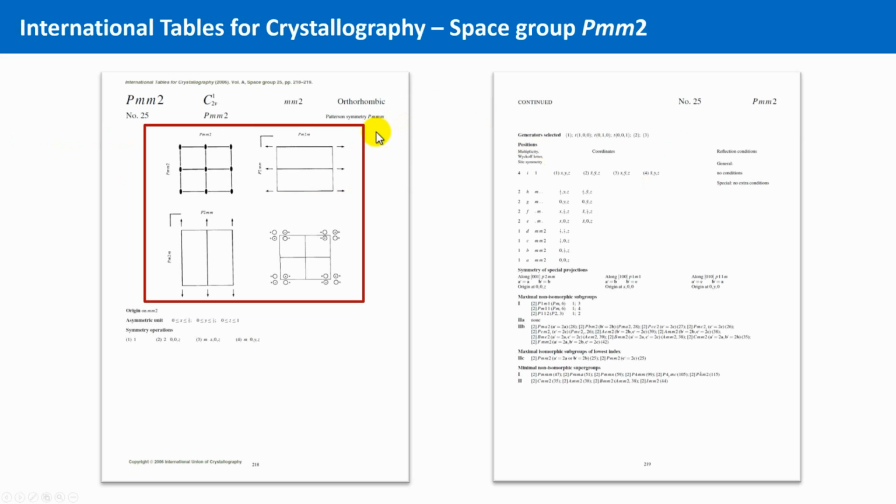Let's move on. Next we see 4 diagrams. 3 of them are the diagrams of the symmetry elements. They differ only in the choice of the projection plane. The most important one is always at the top left position. It shows the standard projection. Let's have a closer look.